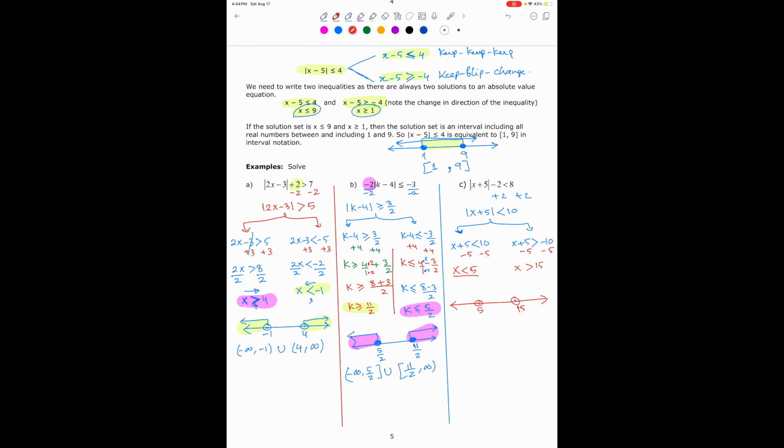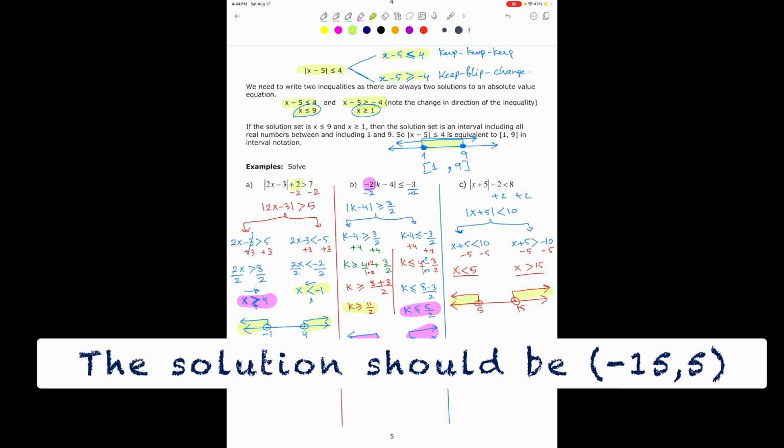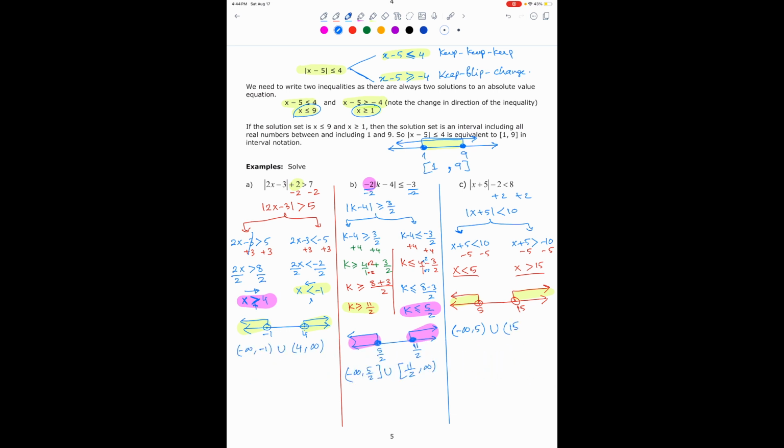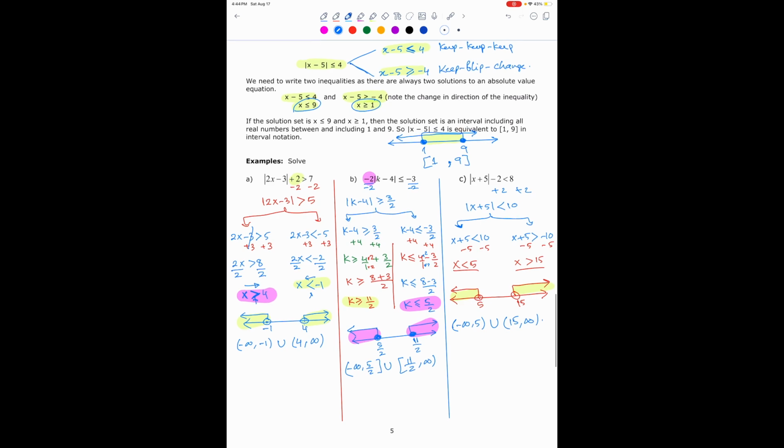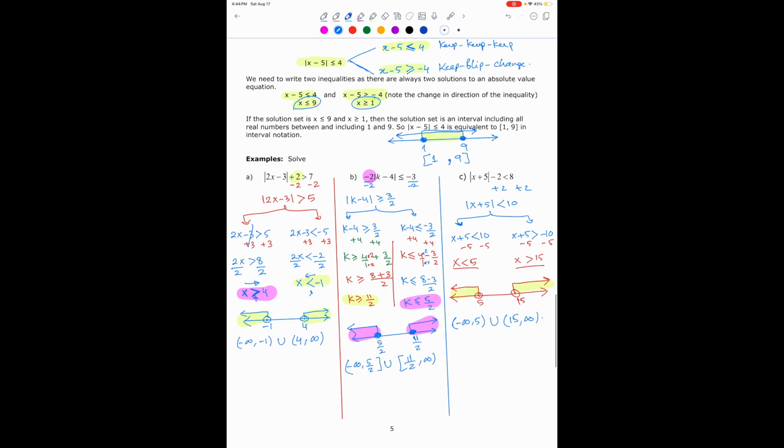The first interval says x is less than 5, so all the way to the left, and x is greater than 15, it goes to the right, which means the union of these two intervals is the answer. So from negative infinity to 5, open, union, from 15, excluded, all the way to positive infinity. And that concludes sections 2.6 and 2.7.